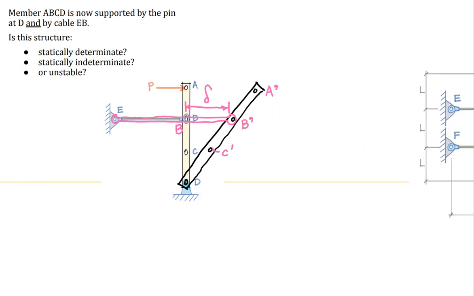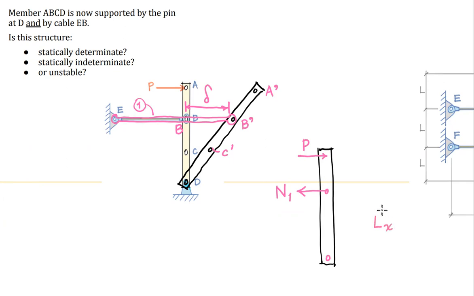And here's what that free body would look like. I'm just going to draw it down below here. Up at the top, I have my force P. I'm going to have a tensile force in the cable. I'm going to call this cable 1, and so I'll call this normal force in cable 1, N sub 1. Down at the bottom, I'm going to think about running force equilibrium in the X direction. And we see that that bottom reaction is going to have to go this way. We'll call that D sub X.